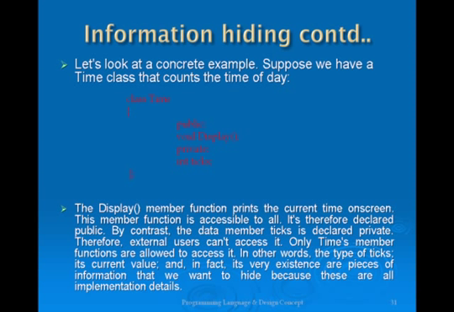It's therefore declared public. By contrast, the data member text is declared private. Therefore, external users can't access it. Only time's member functions are allowed to access it. In other words, the type of text, its current value, and in fact its very existence are pieces of information that we want to hide because these are all implementation details.